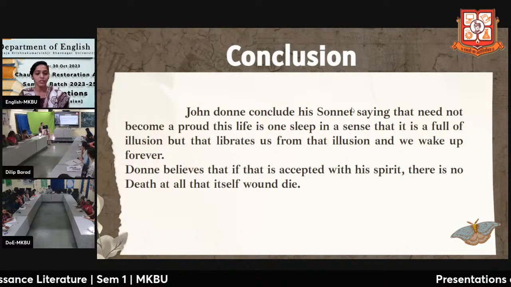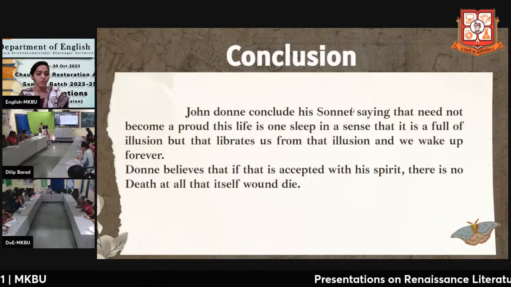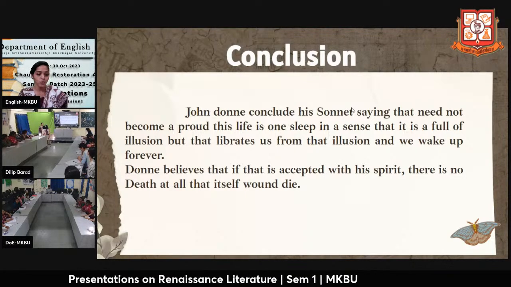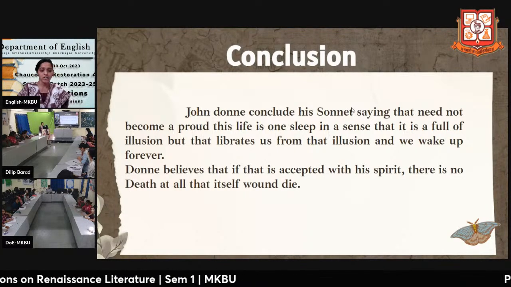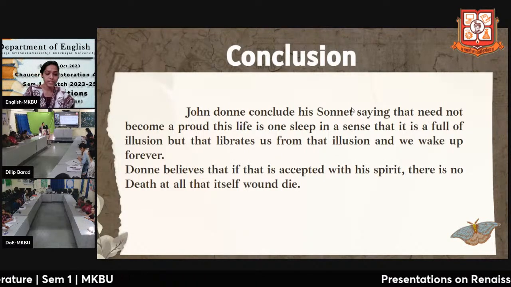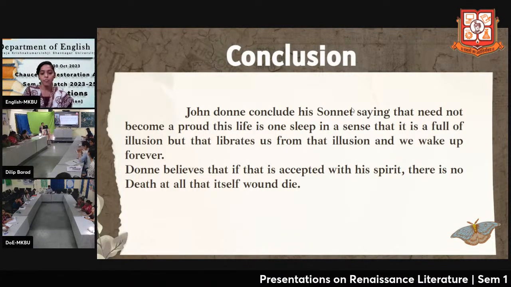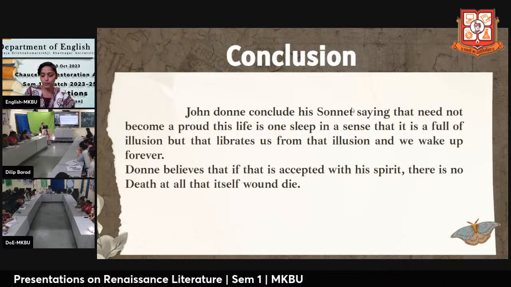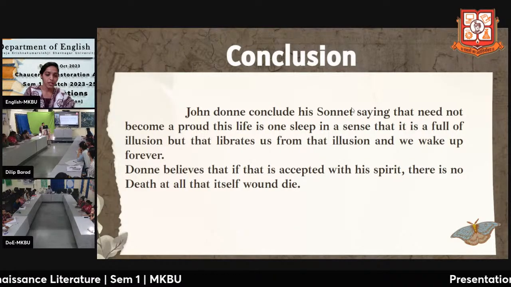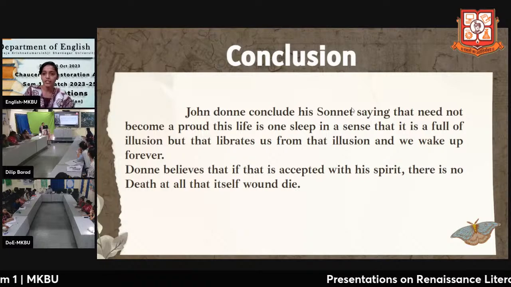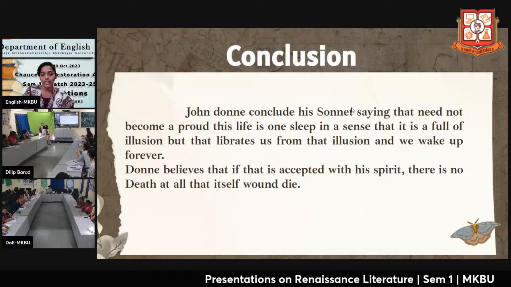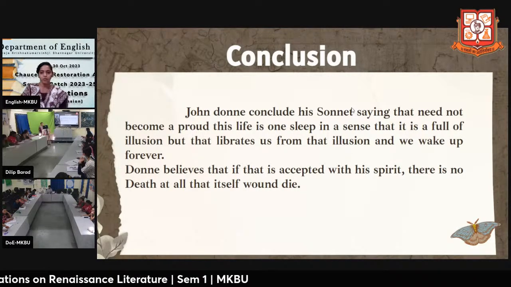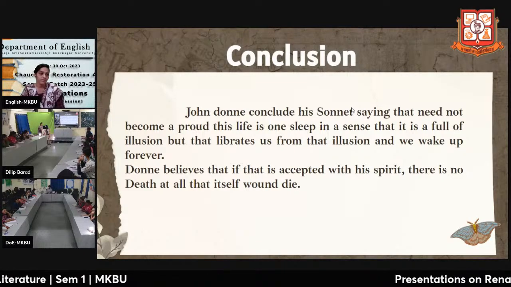Conclusion: John Donne concludes his sonnet by saying we need not be proud of this life, which is like one sleep full of illusion, but liberty frees us from the illusion and we wake up forever. Donne believes that if death is accepted with the spirit, there is no death at all; death itself is bound to die. So it ultimately conveys the message that death is not truly the end of life, but a passage to a new life.